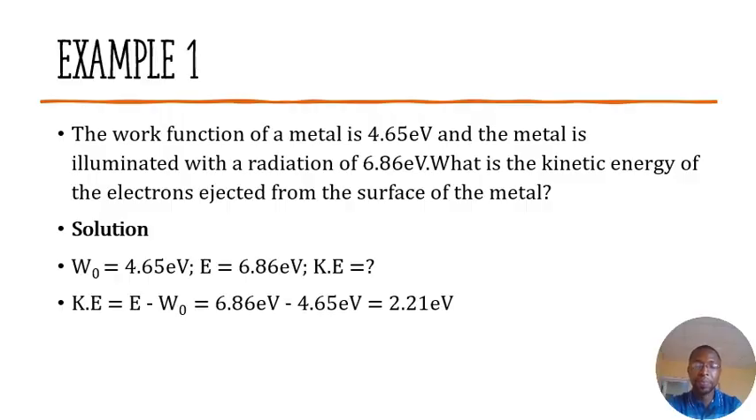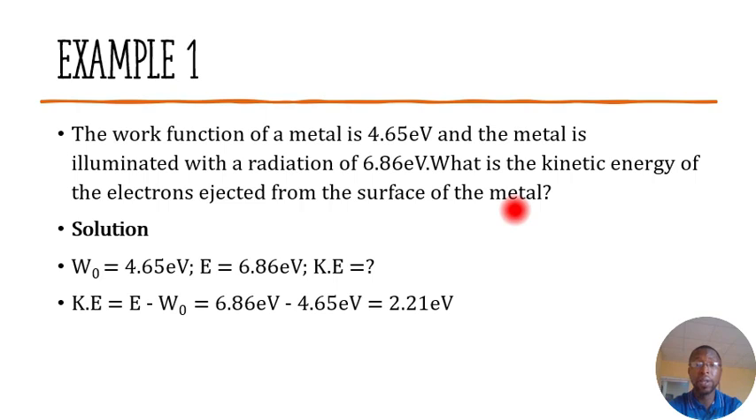Example 1 says the work function of a metal is 4.65 electron volts, and the metal is illuminated with a radiation of 6.86 electron volts. What is the kinetic energy of the electron ejected from the surface of the metal? Right? So, how do we solve this problem?